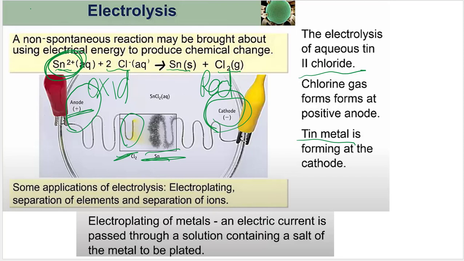Applications of this process include something called electroplating. This tin would be considered plating out of solution, forming the solid form of tin from its aqueous ion. We pass it through a solution of salt and the metal simply plates out. And you can capture that if you wanted to plate over another metal.